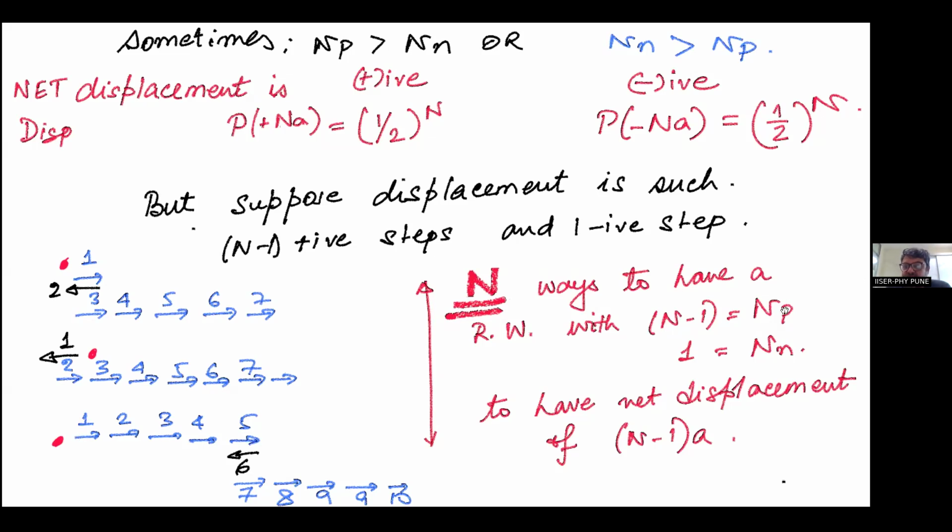Where NP is n minus 1 and NN is 1, there are n ways to do that. And thus, to have a net displacement of n minus 1 a, there are n ways. Whereas for all steps to the right, there was only one way, because you had to take each step to the right. I hope you get this.